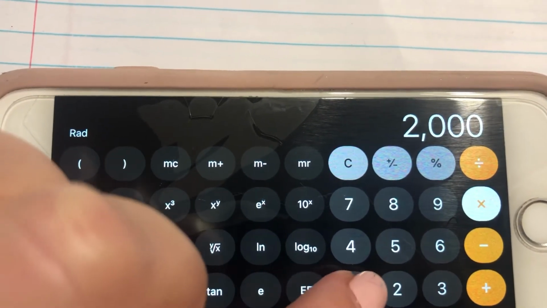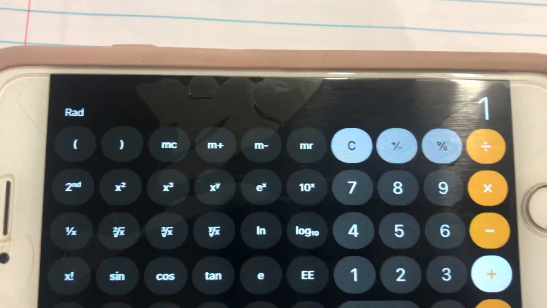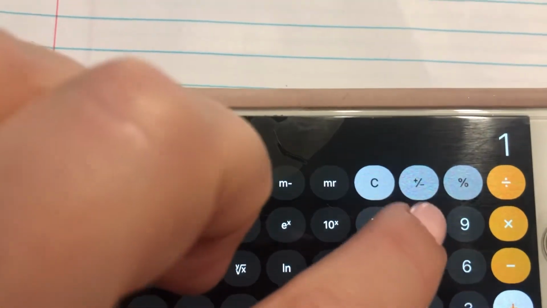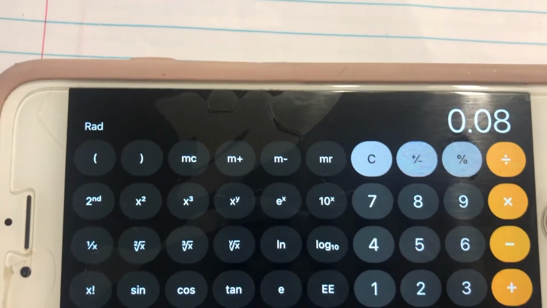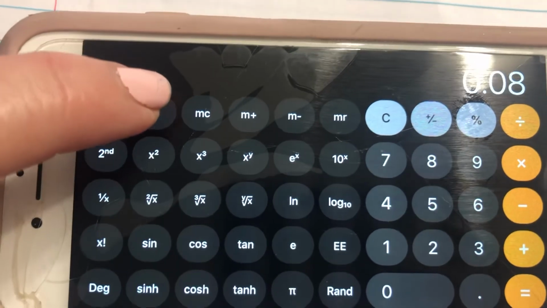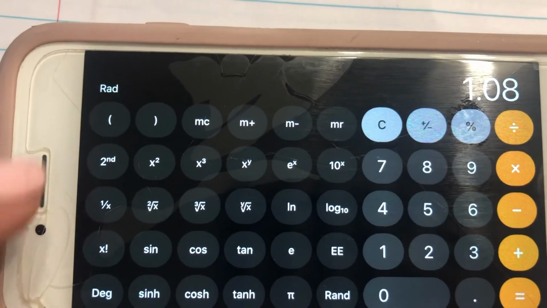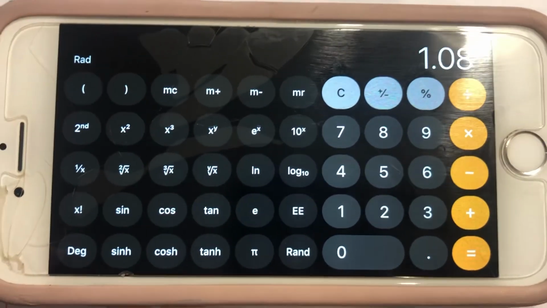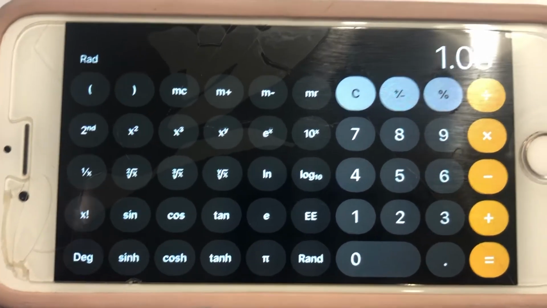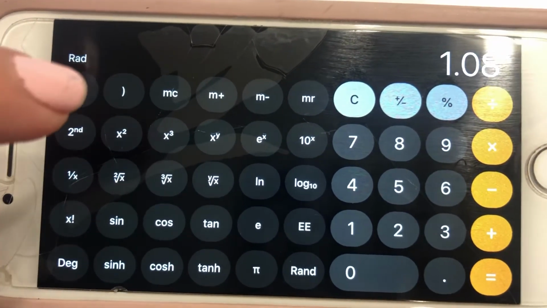So inside the parentheses I have 1 plus, and I want to do 8% again, so I'm going to push 8 and percent. And then I have to do the end of the quantity, so I have to push the end of the parentheses over here, the second button. Now all of that is raised to the third power.